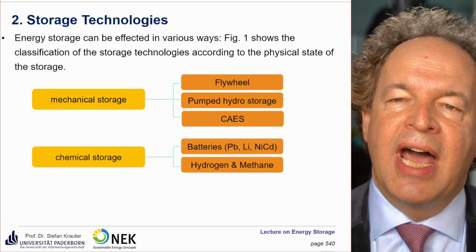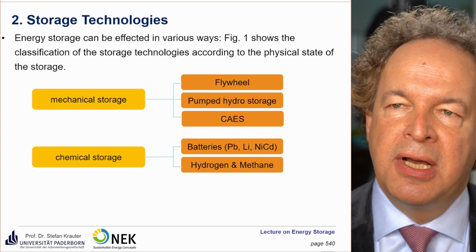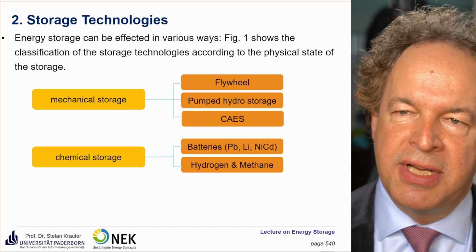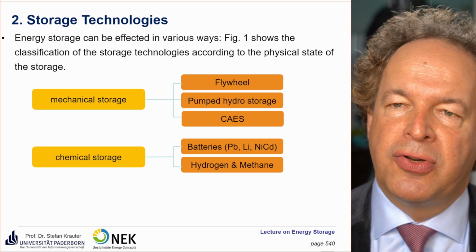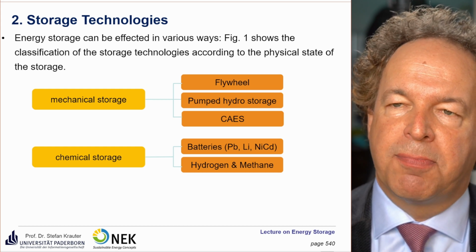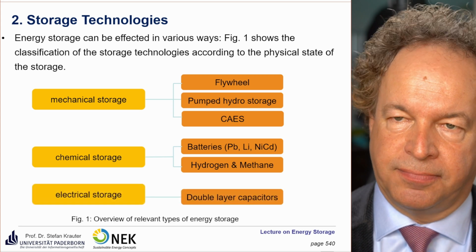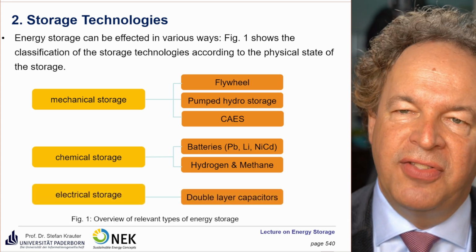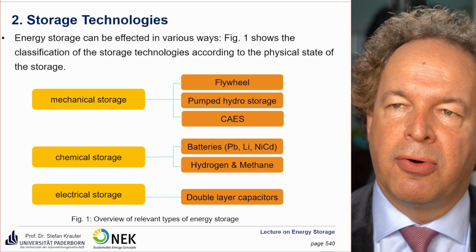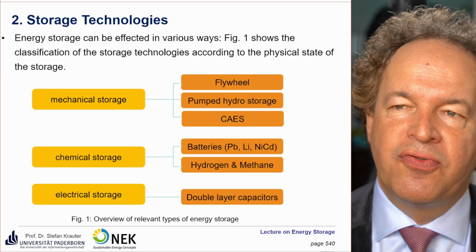Then we come to the chemical storage. It's usually the batteries or rechargeable batteries, so lead acid batteries, lithium-ion batteries, or nickel-cadmium batteries. Then we also have hydrogen and methane storage. Usually the expression power to gas appeared in the last decade. And finally we have the electrical storage with the double layer capacitors, for which the words ultra capacitors or supercapacitors are sometimes used.